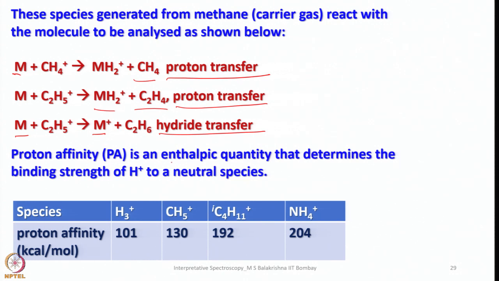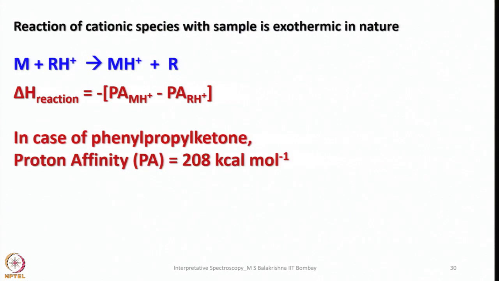Proton affinity is an enthalpic quantity that determines the binding strength of H plus to a neutral species. Various proton affinities in kilocalories per mole are given in this table. For H3 plus it is 101 kilocalories per mole. For CH5 plus it is 130 kilocalories per mole. For isopropyl plus it is 192, and for ammonium it is 204 kilocalories per mole. So the reaction of cationic species with the sample is exothermic in nature. We saw from these values that the interaction of cationic species with the sample always proceeds in an exothermic manner. M plus RH plus gives MH plus plus R.